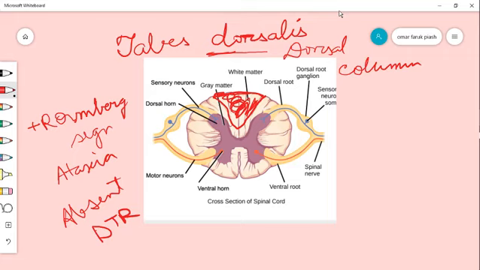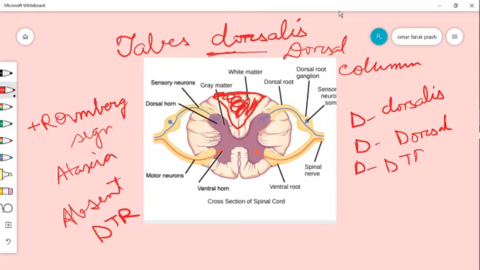So you can remember easily by this mnemonic: dorsalis, dorsal column, and DTR. That means tabes dorsalis, and dorsal column is involved, and there is absent DTR.